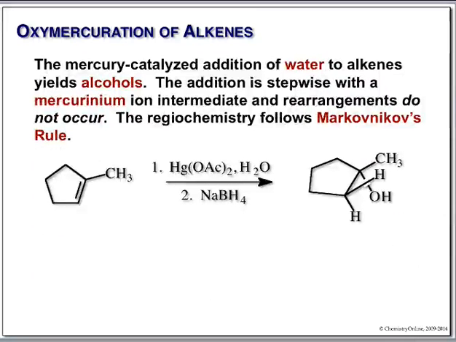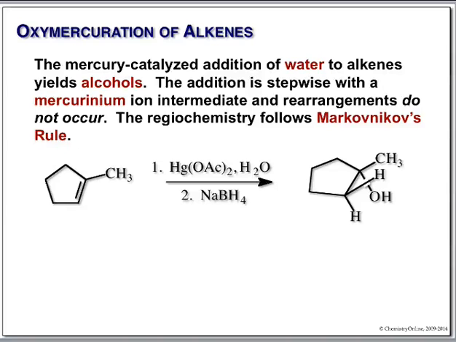Now, I described the hydration as brutal. There's also a civilized way to do it. Civilized way is to use mercuric acetate, step 1. And step 2, react that with sodium borohydride. When we get to carbonyl compounds, we'll call something like sodium borohydride a reducing agent. It donates an H minus.